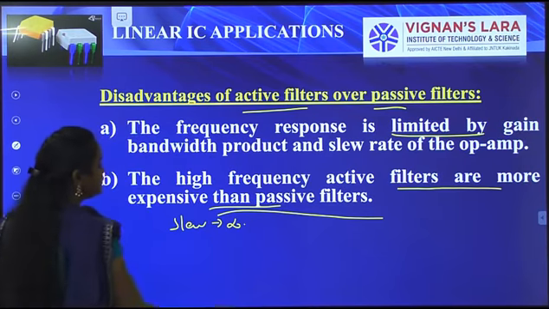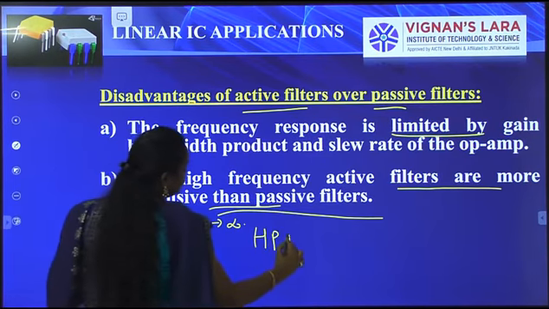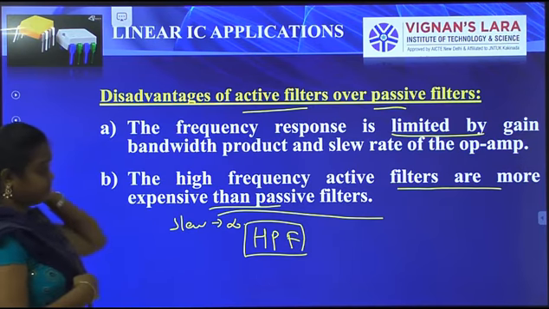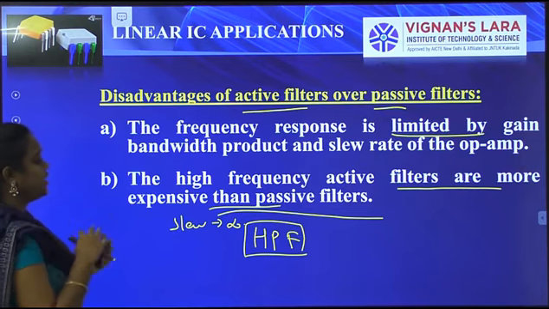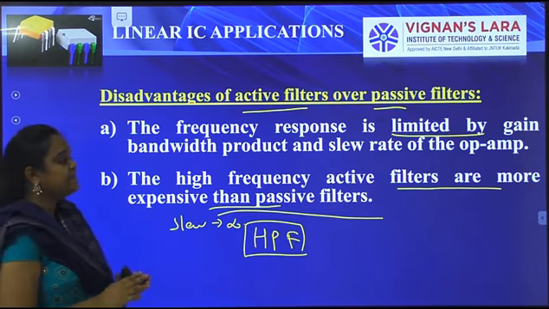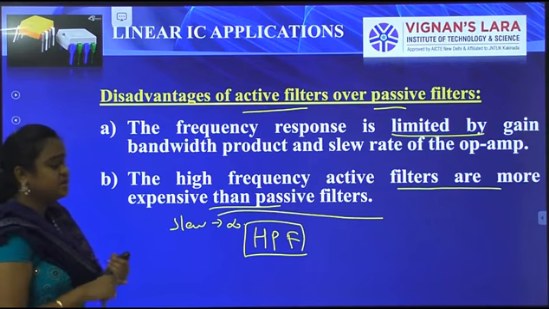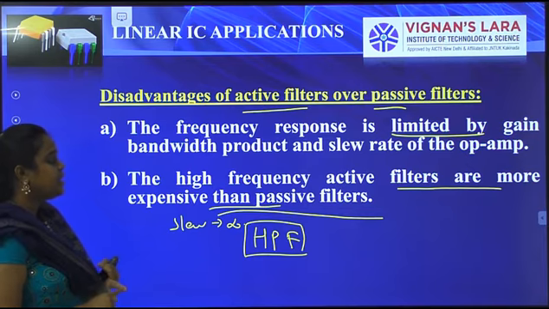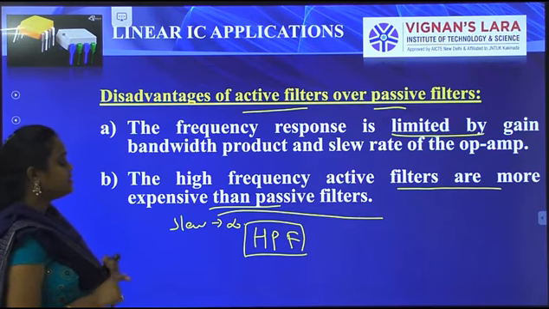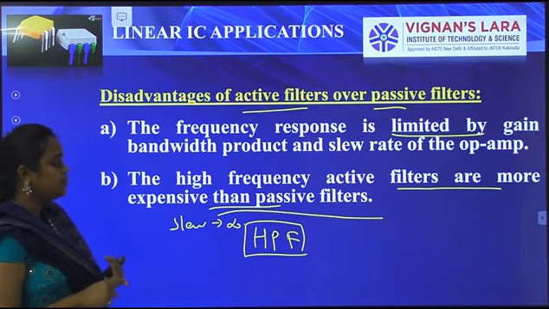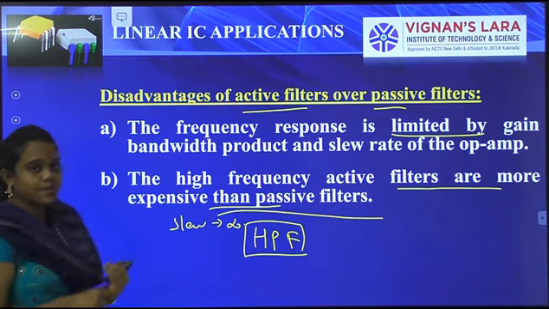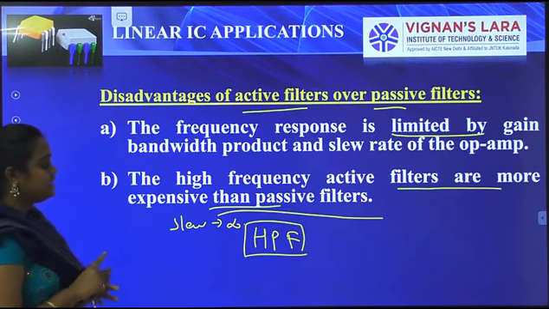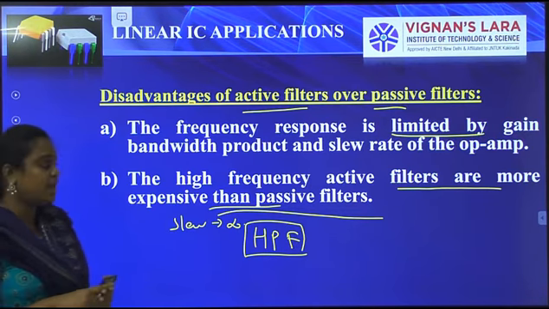For the high pass filters, the active filters are more economical than passive filters. Also in this unit, we are going to design the filters by using the components: transistors, resistors and capacitors. So in this unit, I'm going to design active filters, that means low pass filters, high pass filters, band pass filters and band reject filters, by using Butterworth analysis.